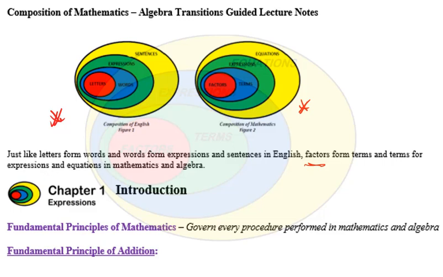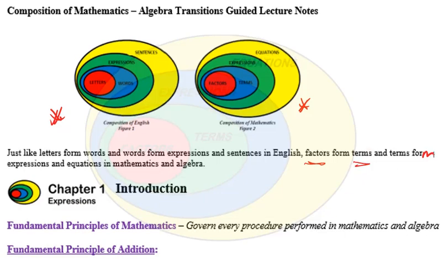So just like letters form words and words form expressions and sentences in English, factors form terms and terms form expressions and equations in mathematics. So once we learn how to read mathematics, and see it's basically like a sentence structure, it'll make it a lot easier to understand why we do what we do in math. So just going back again, what is the basis of mathematics?